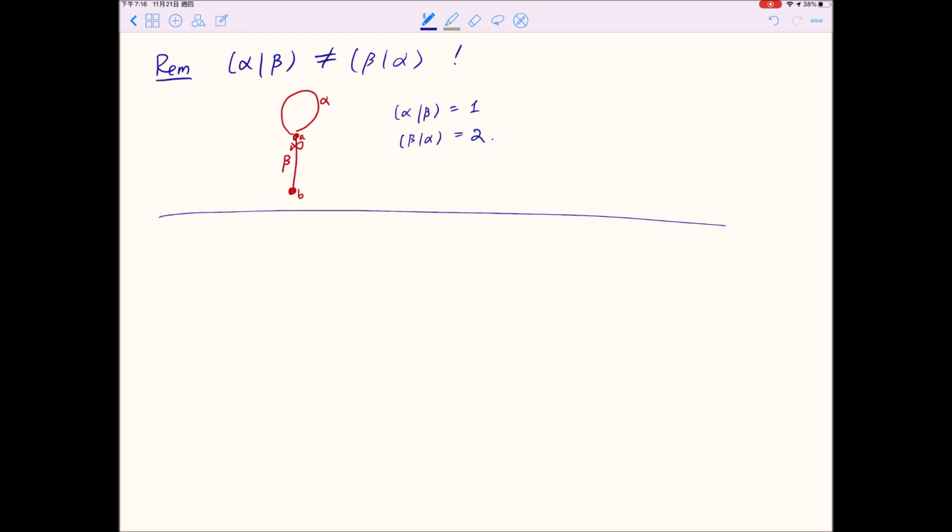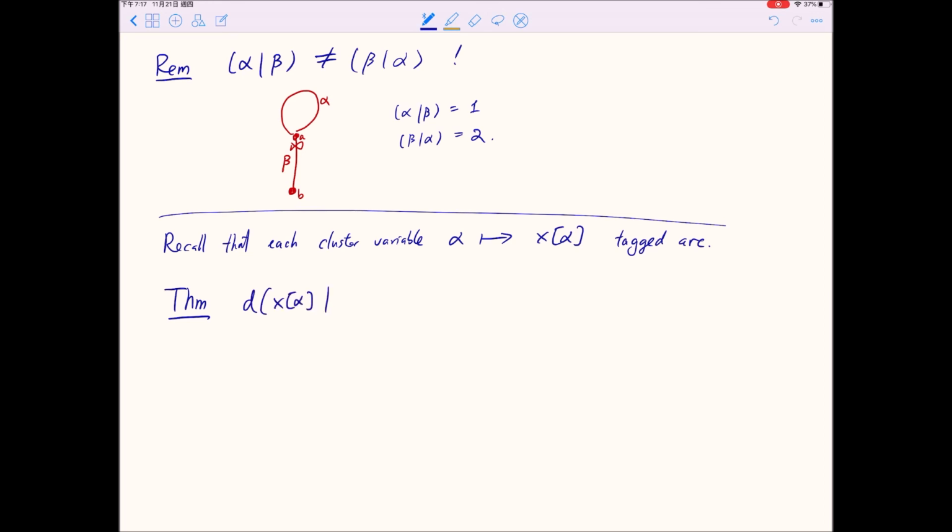Now we can state our theorem. So recall that each cluster variable corresponds to a tagged arc by our definition. So we'll denote the tagged arc corresponding to a cluster variable by x alpha. Then the statement is that the denominator vector is exactly given by the intersection number of the corresponding tagged arcs.